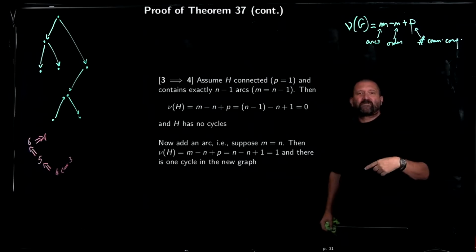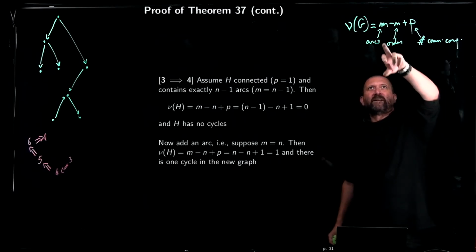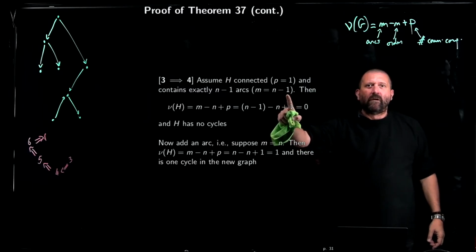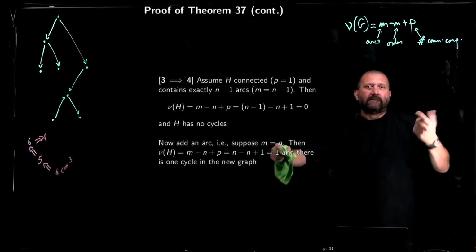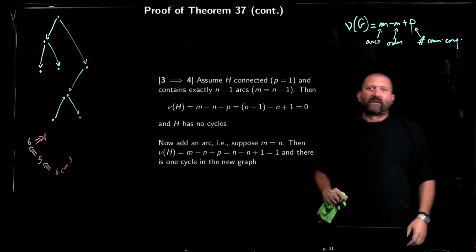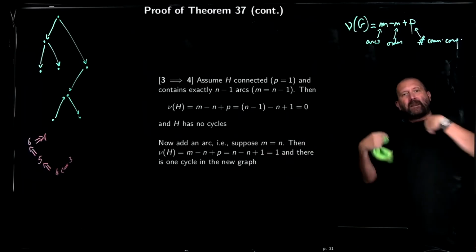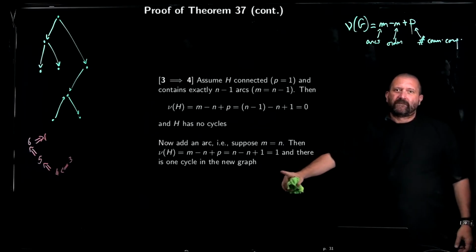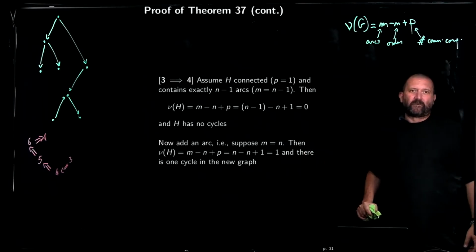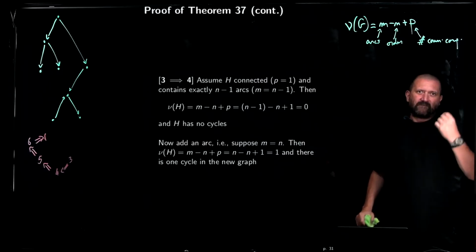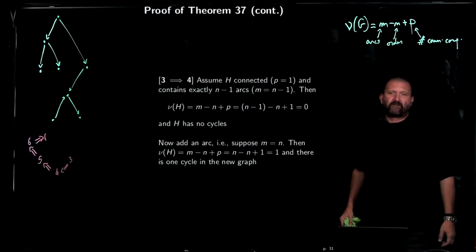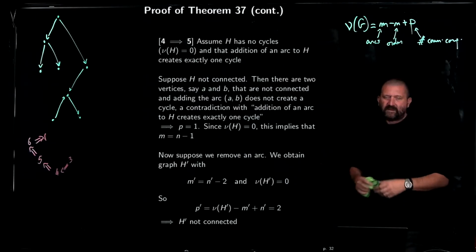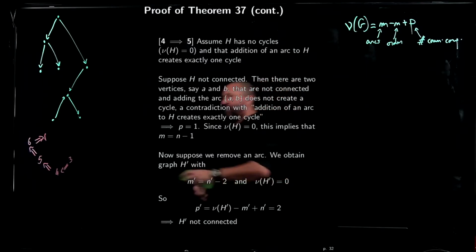Now let me suppose that I'm adding an arc. So I'm raising m from n minus 1 as it was before to n. Okay, so I suppose that m is equal to n. And I recompute nu of H. Well, nu of H is now equal to 1, which tells me there is 1 cycle in this graph. So we've done this.